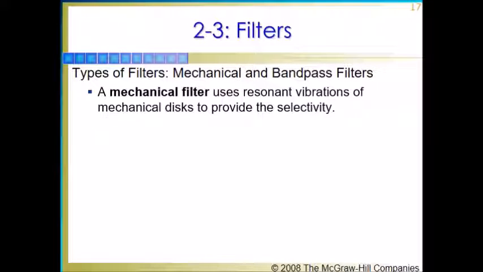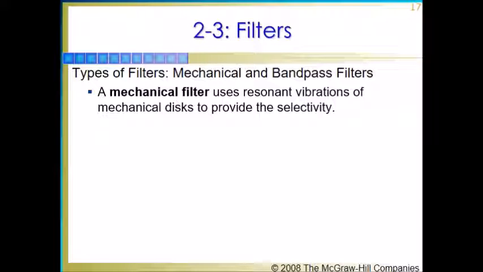An older but still useful filter is the mechanical filter. A mechanical filter uses resonant vibrations of mechanical disks to provide the selectivity. The signal to be filtered is applied to a coil that interacts with a permanent magnet to produce vibrations in the rod connected to a sequence of 7 or 8 disks, whose dimensions determine the center frequency of the filter. The disc vibrates only near the resonant frequency, producing movement in another rod connected to an output coil. This coil works with another permanent magnet to generate an electrical output.